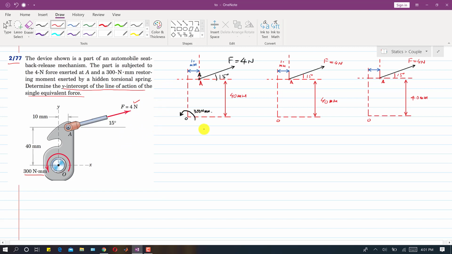So this is the first free body diagram that I have already made here. This is the positive x-axis and this is the positive y-axis. This is that point O, where there is a restoring moment of 300 Newton mm, and this is that point A where the force is applied, and the force magnitude is 4 Newton. The distance between the y-axis and point A is 10 mm, and this is 40 mm.